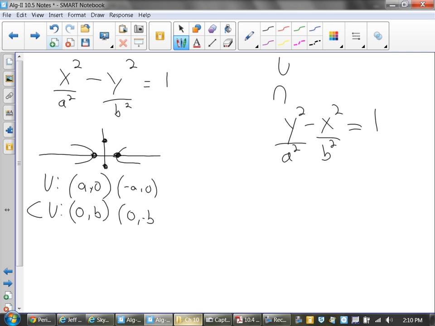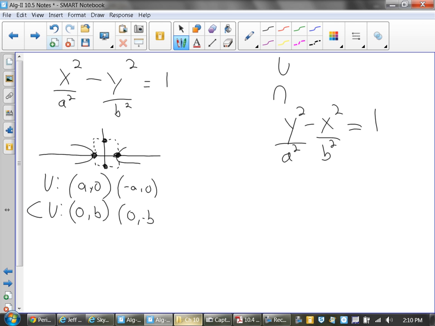That will allow us to draw in a little rectangular box. That rectangular box has diagonals. Do you guys agree? Those diagonals are your slant asymptotes.